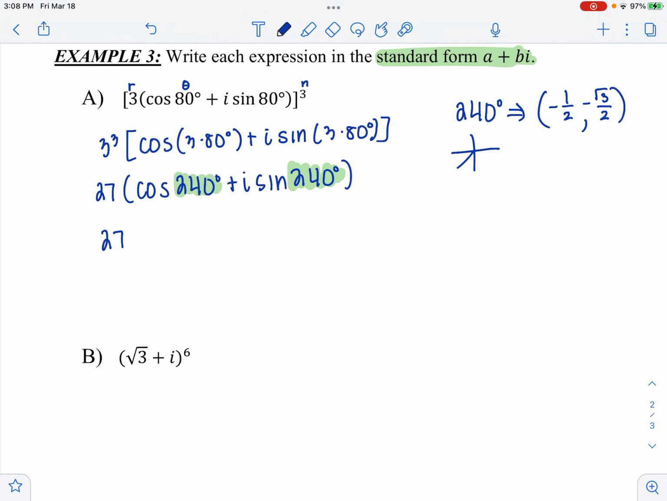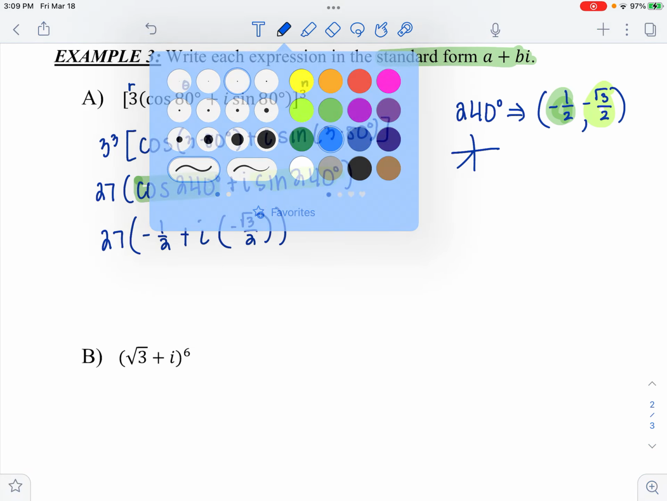So now I can replace, I'm going to erase what I highlighted here. I can replace cosine of 240 with negative 1/2. So this is negative 1/2 plus i times, and I can replace sine of 240 with negative root 3 over 2. All right, so now I just have to distribute, and it'll be in a plus bi form.